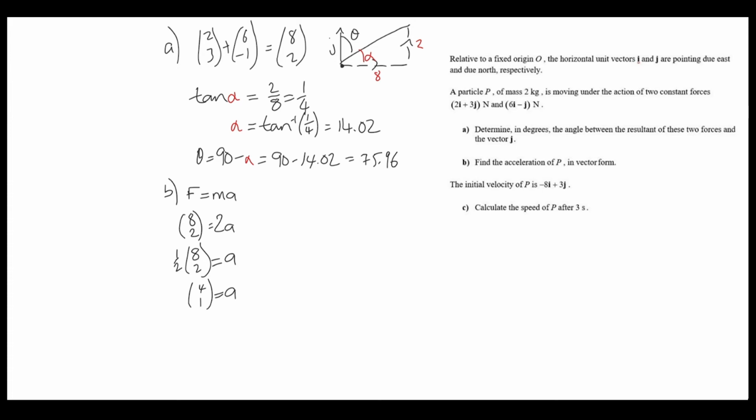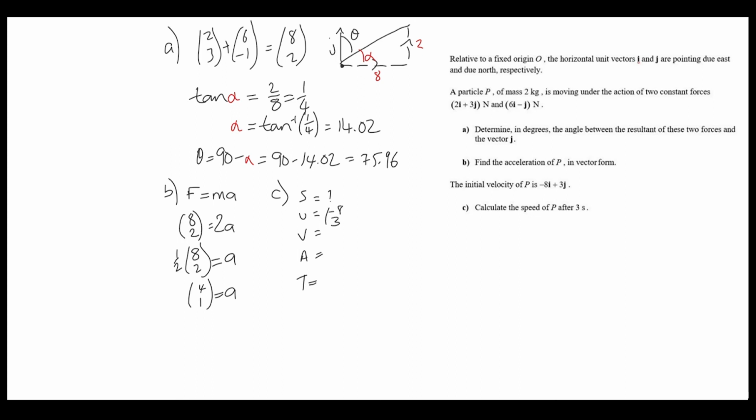The final part of this question tells us the initial velocity of P, which is (-8, 3), and we're asked to calculate the speed of P after 3 seconds. So we're going to make use of SUVAT just the way we usually would. We're going to do things in vector form. We don't need to convert into scalars. We actually lose accuracy and will be incorrect if we work in scalars unnecessarily.